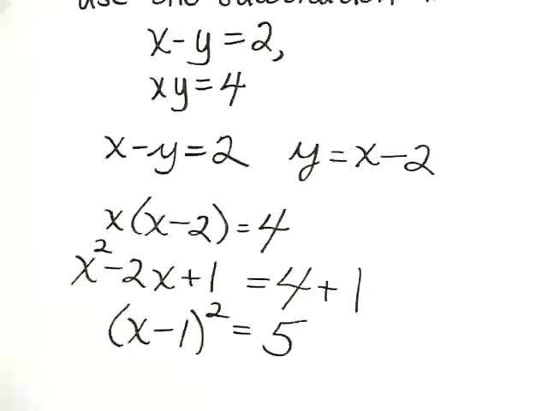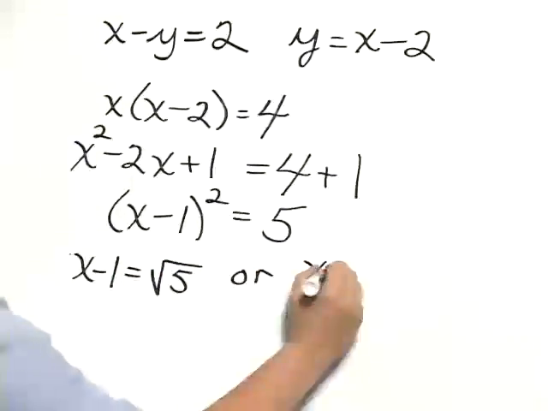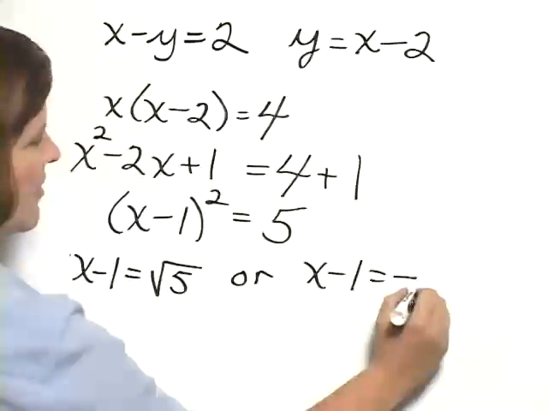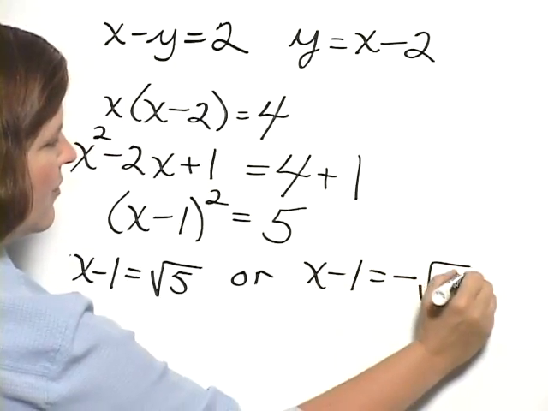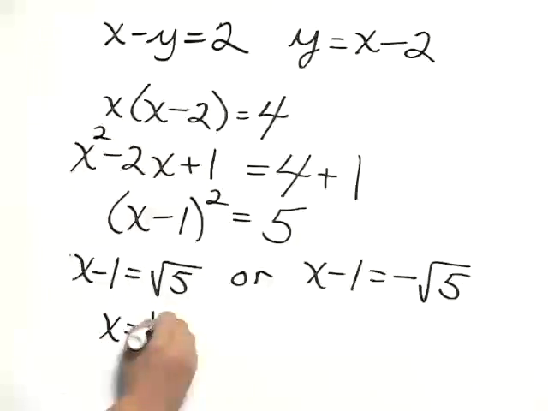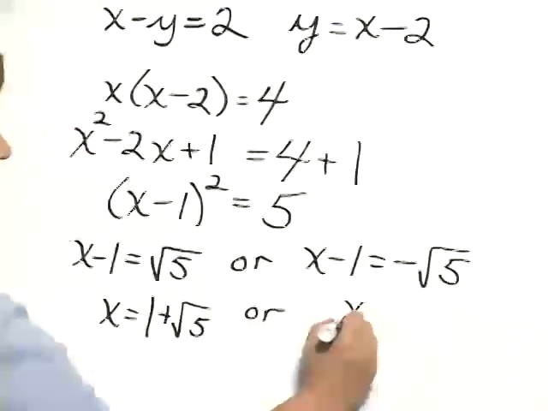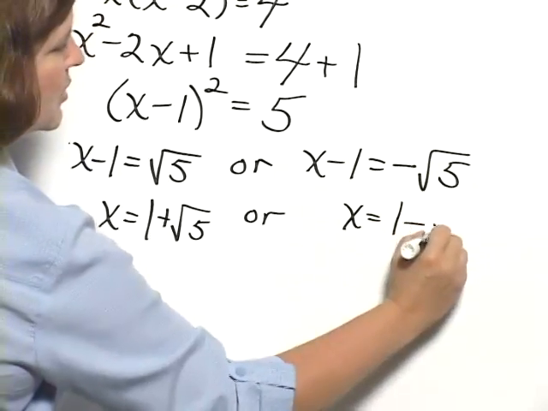Now, using the principle of square roots, I would have x minus 1 equals the square root of 5, or x minus 1 equals the opposite of the square root of 5. And adding 1 to both sides gives me x equals 1 plus the square root of 5, or x equals 1 minus the square root of 5.